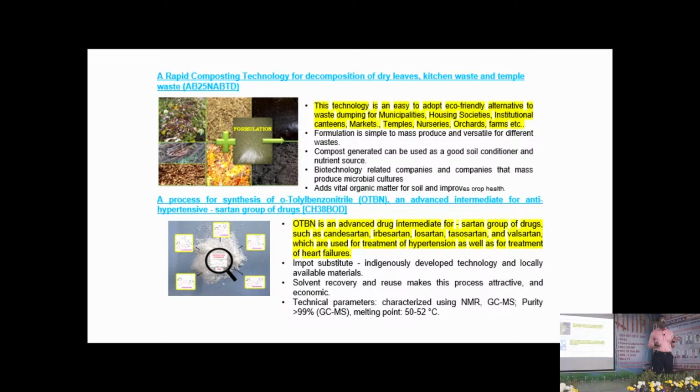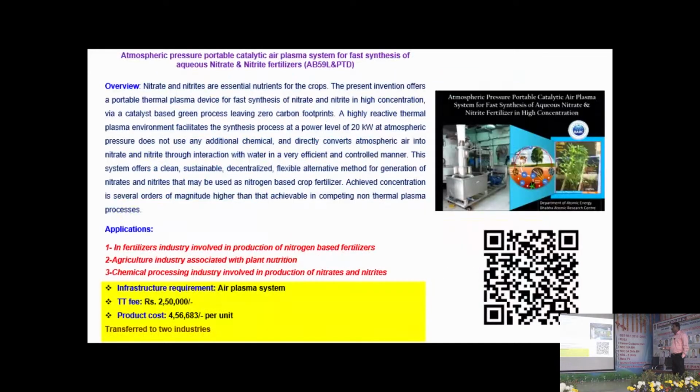Even coconut leaves can be dried with this. So this is another popular technology. We are even working in the medical field. See, for hypertension, whatever basic material, a certain group of medicine is imported from China. So BRC has developed an alternative to that, OTBN. This is to stop the import of certain group of medicine from China. Even Dr. Reddy's had come to us to take this technology.